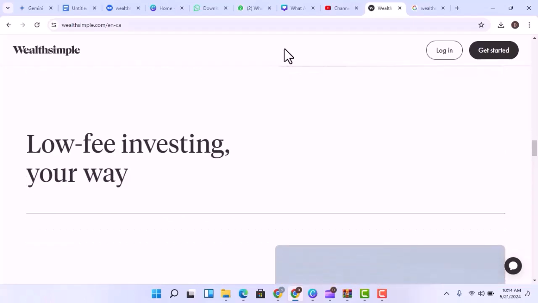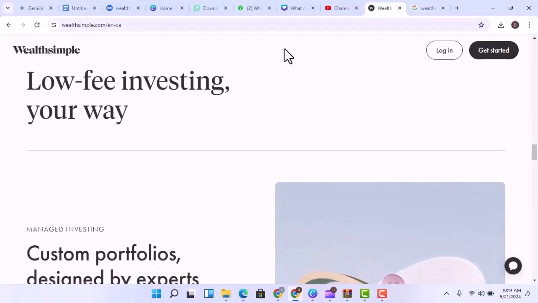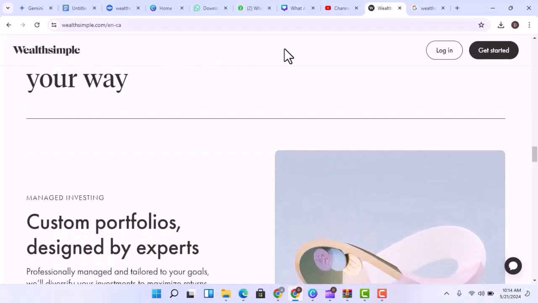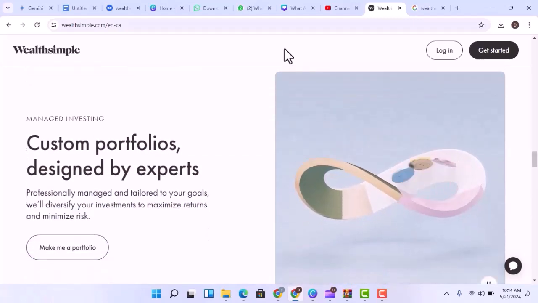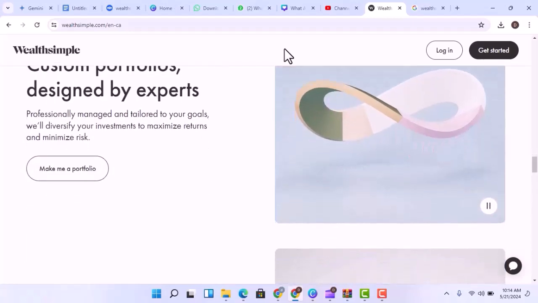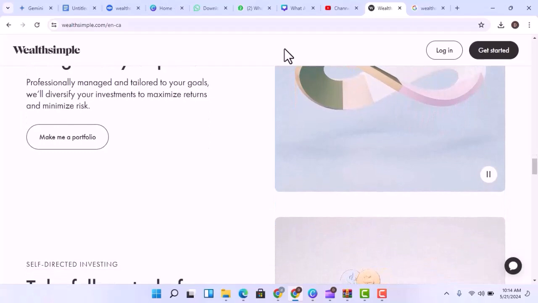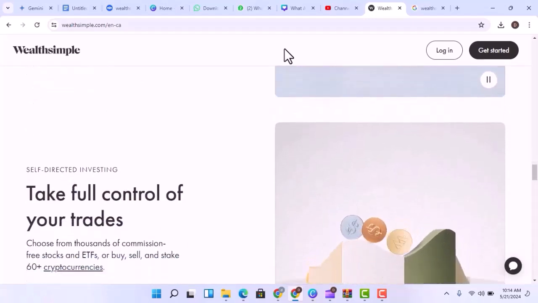So, how do you actually get your hands on USD in Wealthsimple? There are a few ways. Transfer from another institution. If you have USD sitting pretty in another investment account, you can transfer it directly to your Wealthsimple USD account. This is the most cost-effective option since there are no sneaky conversion fees involved.